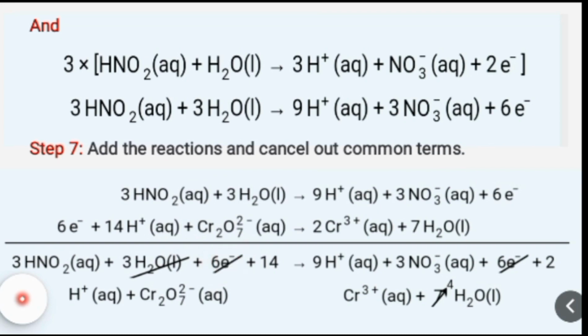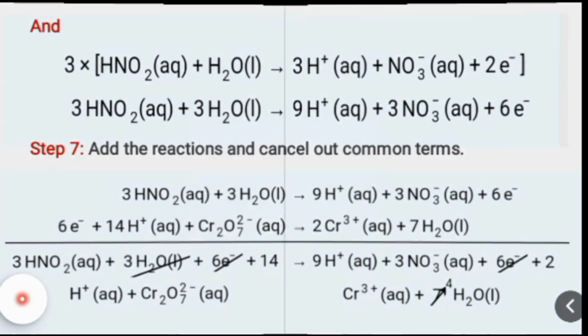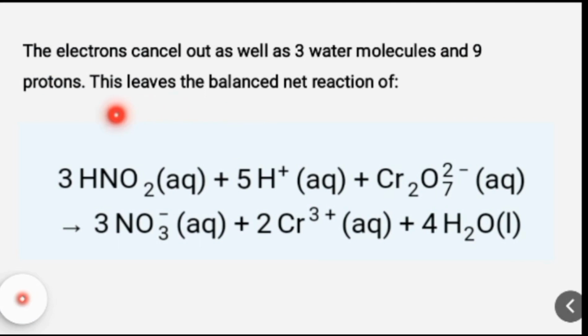I have 6 electrons on the left hand side. We'll cancel out 6 electrons on the right hand side. I have 3 molecules of water on the left hand side. We'll cancel out 3 molecules of water here, leaving us with 4 molecules of water. Then I have 9 molecules of proton. So cancel out 9 molecules of proton here, leaving us with 5 molecules of proton. Therefore, this will be my final reaction.